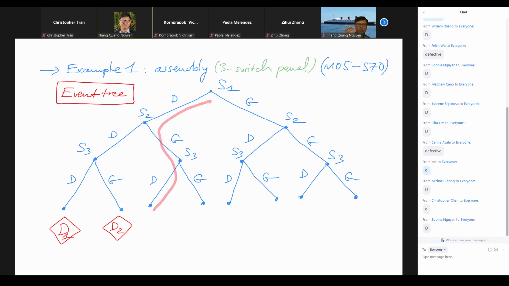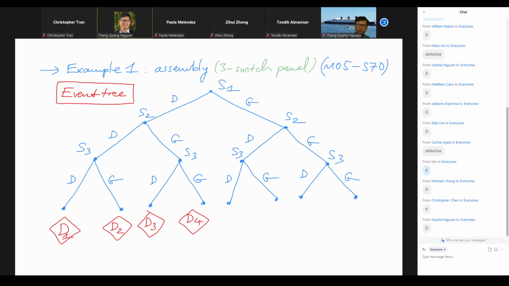So you just trace it and you see 2 defective. And even though we have 1 good, that doesn't count anymore, right? So we would have a defective overall outcome here. That's D3. The next one, we have 2 goods here and here. But then the first switch is bad. So the whole unit is defective, right? So we would have the D4 right here.